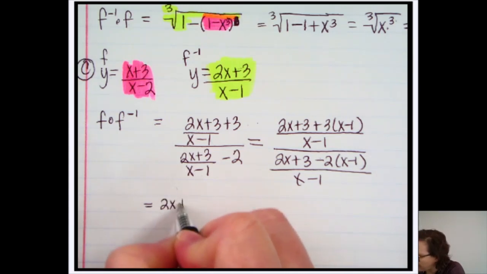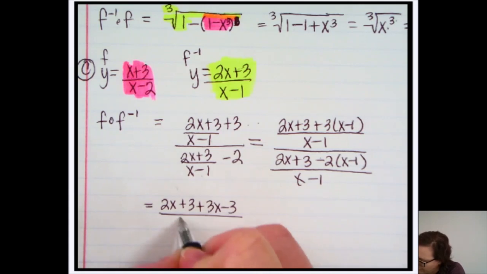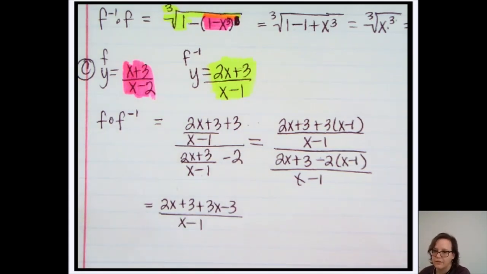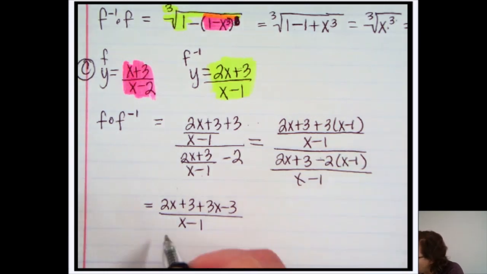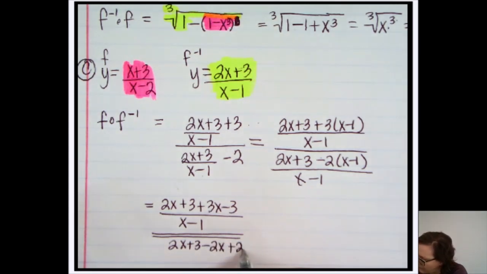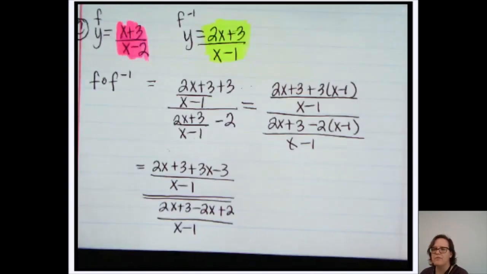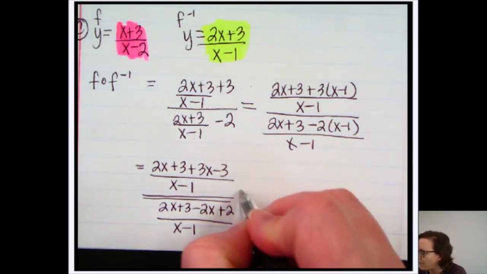So 2x plus 3 plus 3x minus 3 over x minus 1. Okay. And then over 2x plus 3 minus 2x plus 2 all over x minus 1. Now remember, if these are to be inverses, we've got to get x only out of this. Okay, so we still need to simplify some more.